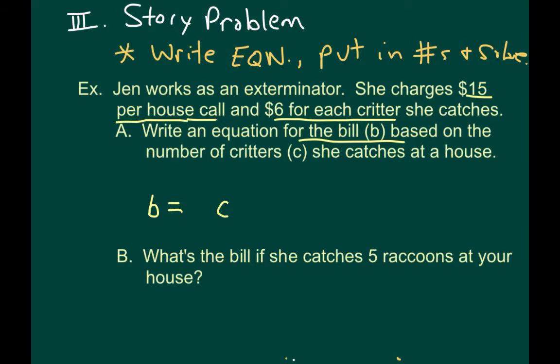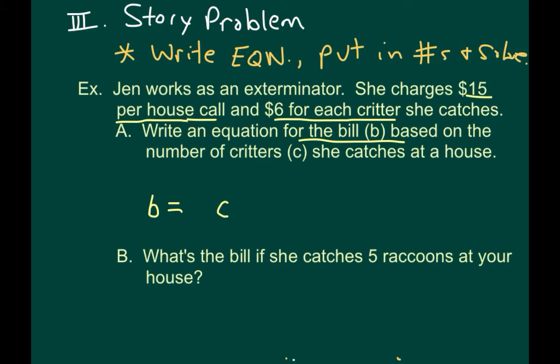Now, one of those two numbers typically is going to be paired up with c. So the number of critters she catches is going to be related to either the $15 or the 6. Well, the 15 is the cost per house call. The 6 is $6 for each critter. So the 6 is going to be somehow related to the c. And then you just have to figure out, is it 6 plus c, 6 minus c, 6 times c?